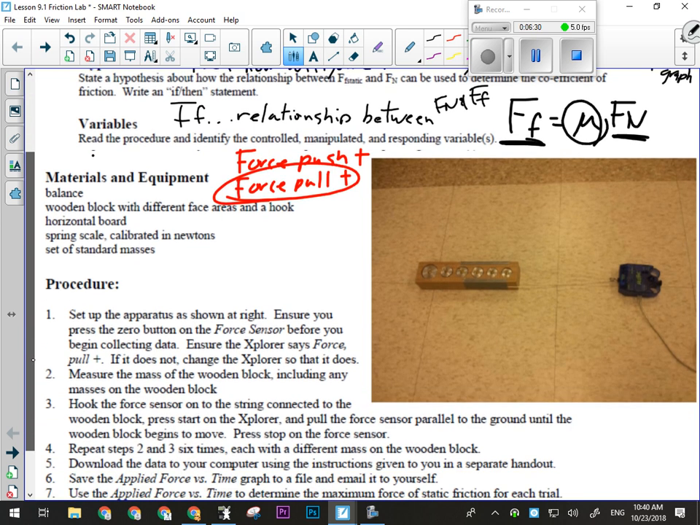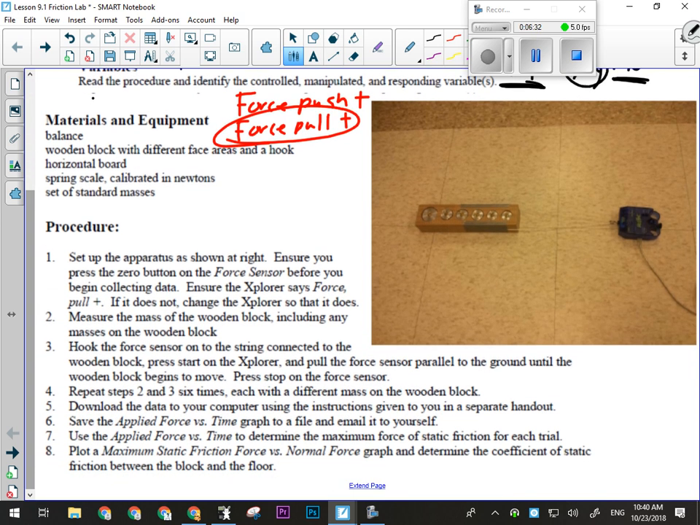Okay, as we said, for the procedure, you're going to have this type of setup. When you hook up to the Bluetooth sensor, it will give you two options for what sensor you want to use: force push positive or force pull positive. Select force pull positive. It should make all of your values positive when you pull. If it doesn't, it's not a big deal. If you get all negatives, we'll just make them positive and it'll still work.